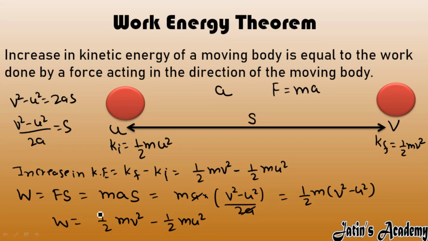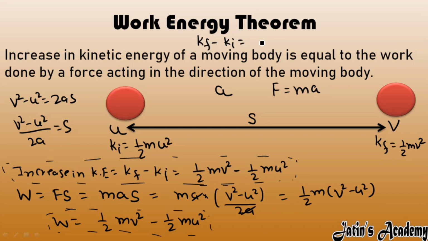Now carefully see, this is the work done to increase the kinetic energy, and this is the increase in kinetic energy. Have you seen any correlation? These are both equal. It means that the work done on a body to increase its kinetic energy is the same. So the increase in kinetic energy of a moving body is equal to the work done. Increase in kinetic energy, which is final kinetic energy minus initial kinetic energy, is equal to the work done which the force is doing to increase its velocity. So this whole thing is actually the work energy theorem. Clear?